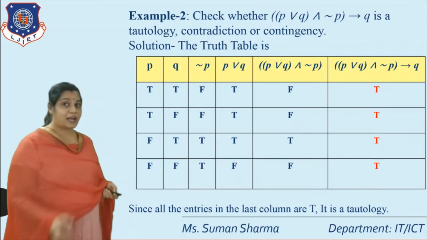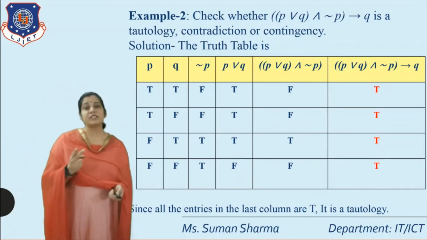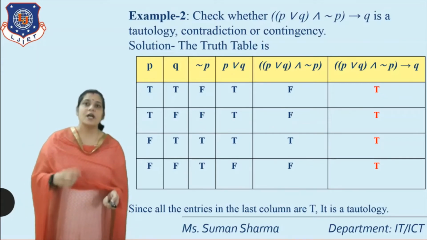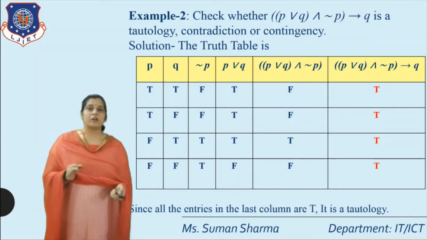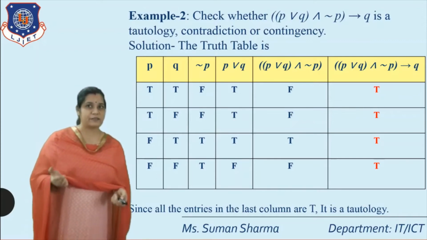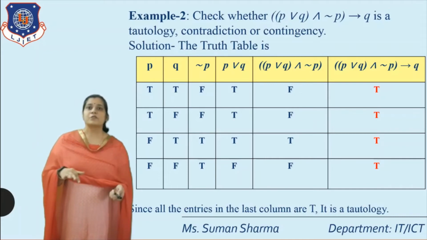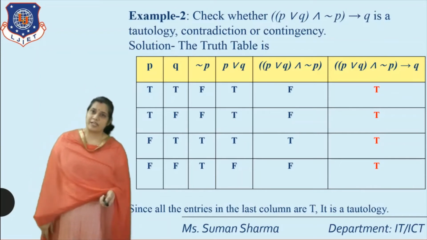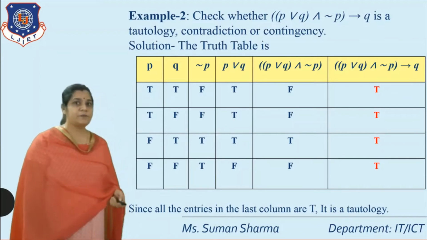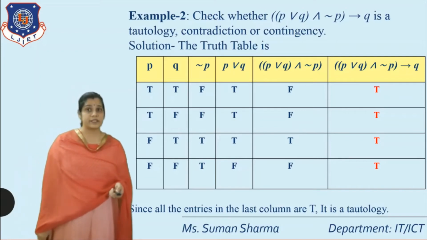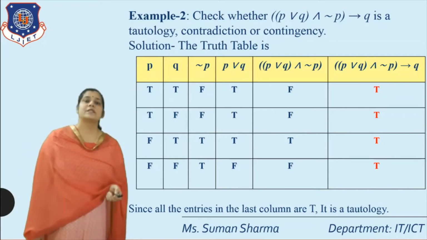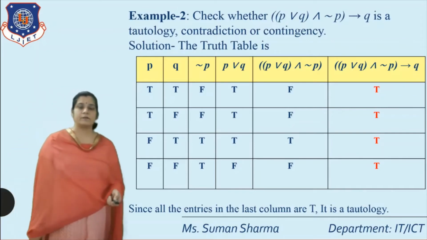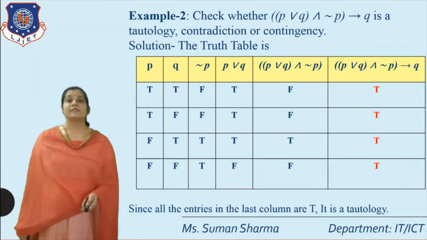So what is the logic? The logic is that for the if-then condition, if both statements are true or both statements are false, you write true. Otherwise you write according to the second statement: if the second statement is false, you write false, and if the second statement is true, you write true. According to your last column, all the entries are true, so this is a tautology.